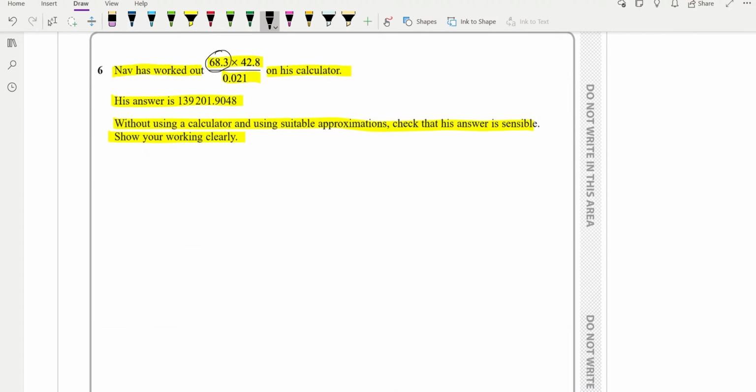This one, 68.3, can be rounded to 70, and this one we can round to 40, divided by 0.02, which we can round to this one. This will be 1400 divided by 0.20, and further we can remove the decimal by multiplying by 100, and this will be gone, so divided by 2, 25s are this one.